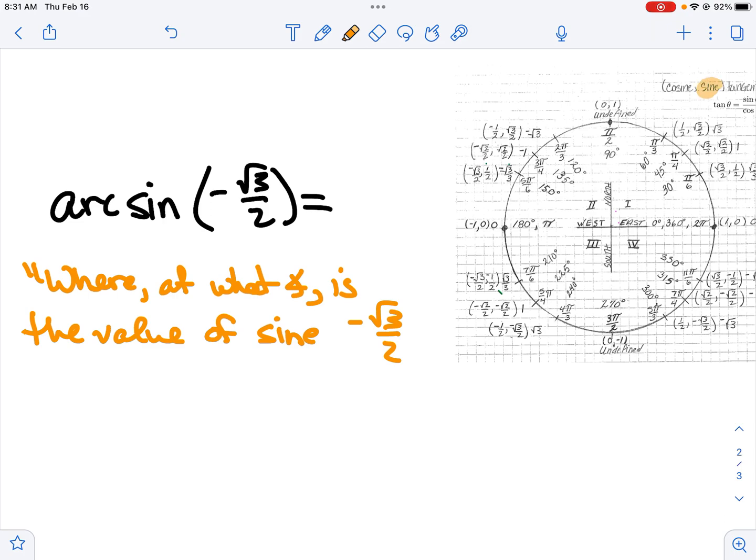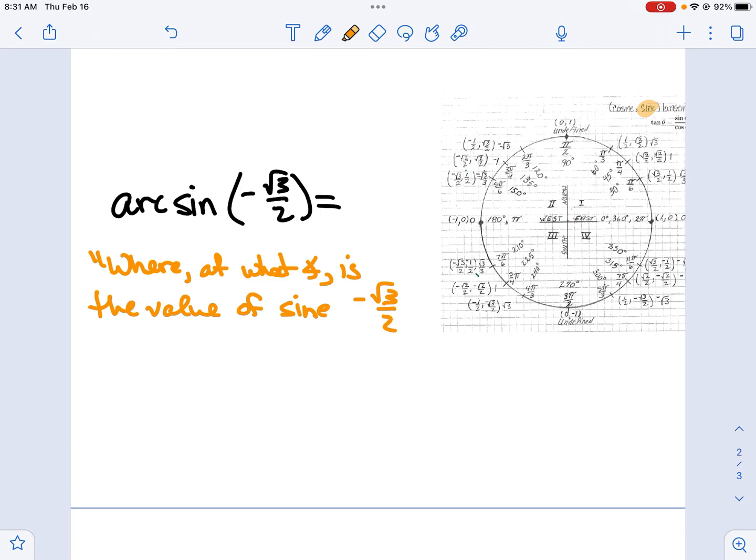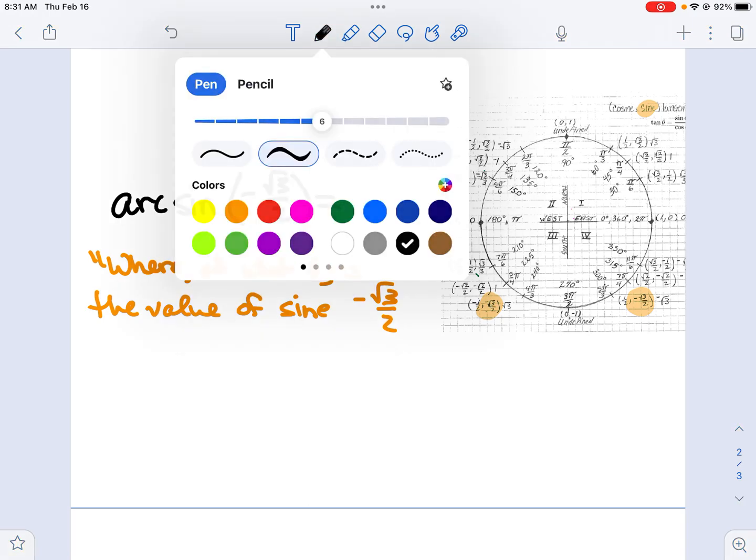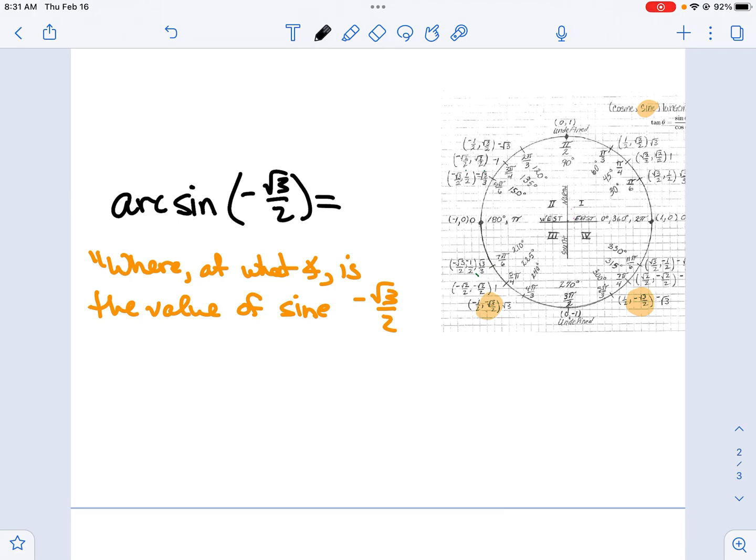So what you're going to do then is go through your unit circle, and you're going to look at all the y values, and look for the y values that are negative radical 3/2. This one right here is negative radical 3 over 2. This one right here is negative radical 3 over 2. And because right now we're doing our degrees, you're going to say that happens at 240 degrees and 300 degrees. Okay.